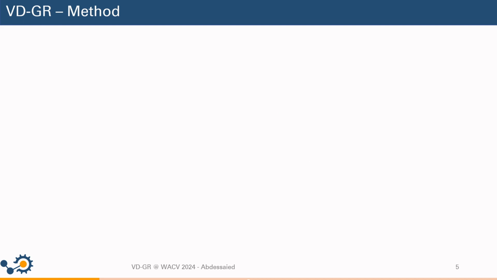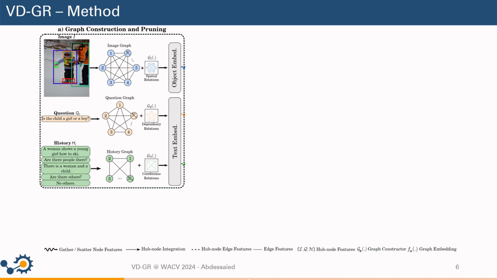Now let us dive deeper into our model. First, it takes an image, a question, and a dialogue as inputs and constructs suitable multimodal graphs using spatial relations between objects in the image, dependency relations between words in the question, and coreference relations between rounds in the dialogue. We invite technically inclined readers to check out our full paper for more details.